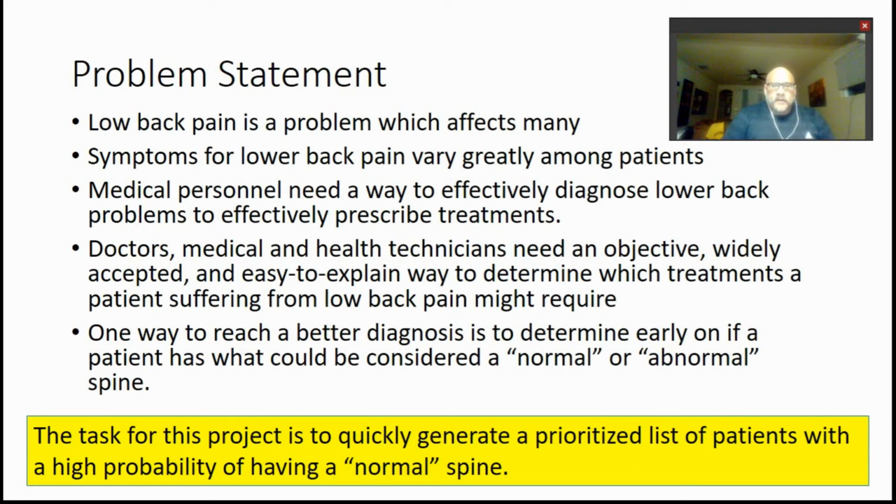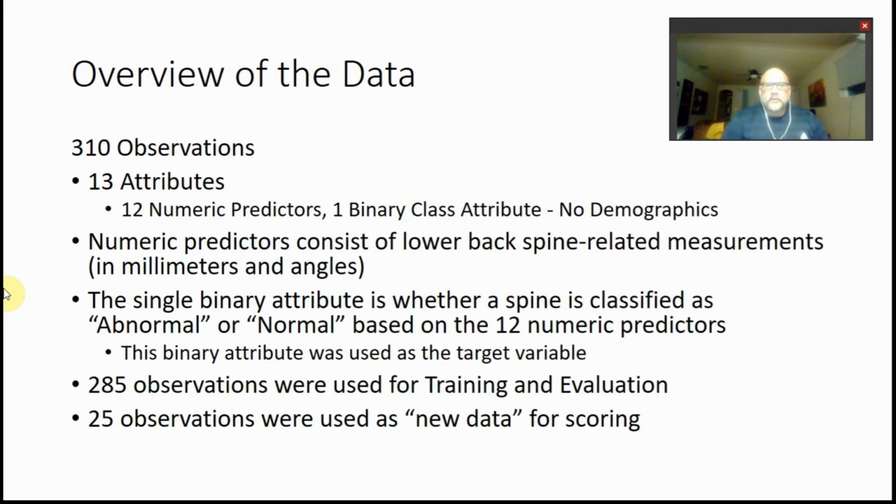One way to reach a better diagnosis is to determine early on if a patient has what could be considered a normal or abnormal spine. And the task for this project is to quickly generate a prioritized list of patients with a high probability of having a normal spine. Let's go through an overview of the data.